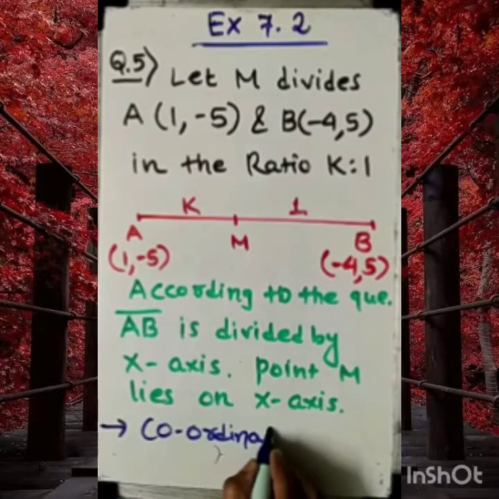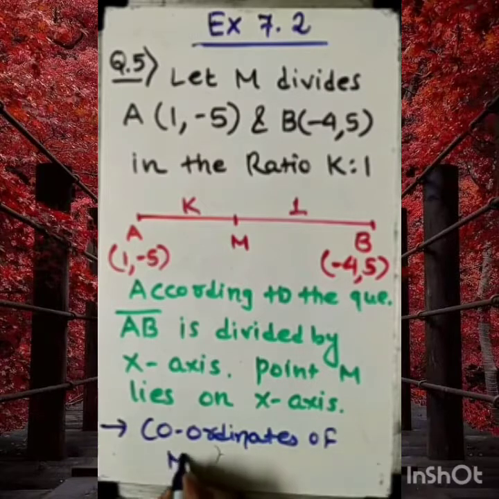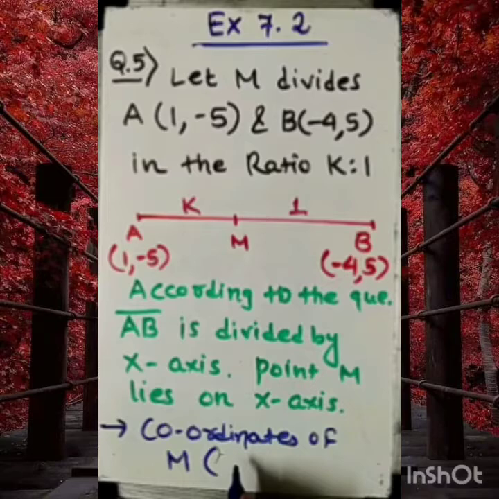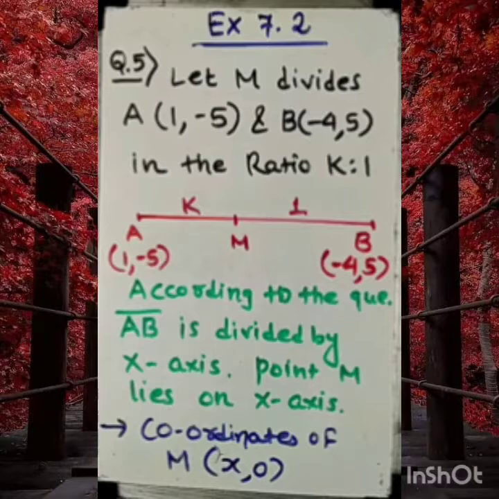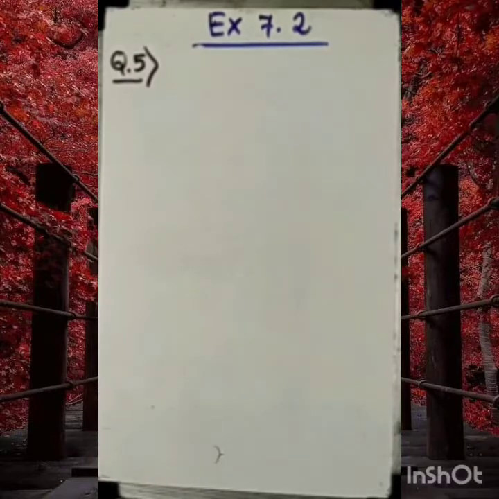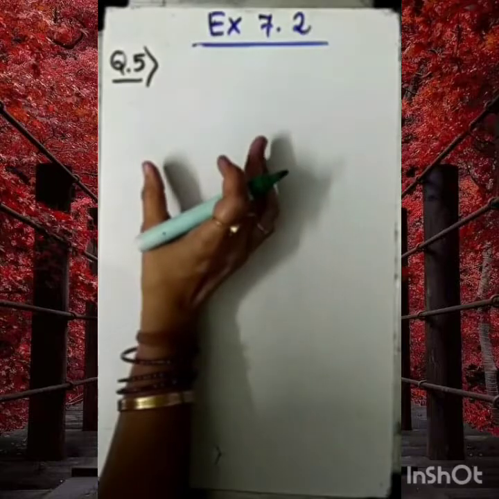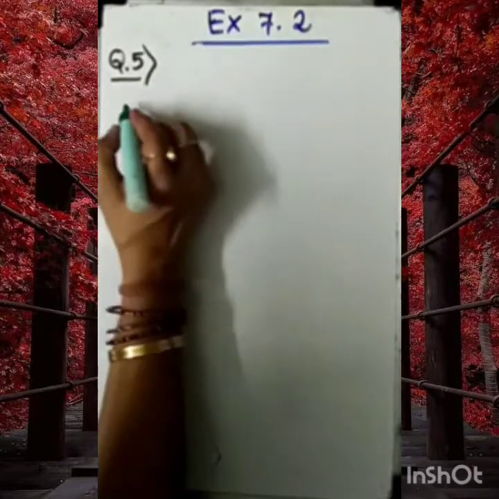So the coordinates of M, according to the question, will be x, 0. This is a very important result. Now from all this given information, let's try to solve the equation and find the ratio between these 2 points. So let's continue. We got the coordinate of point M.